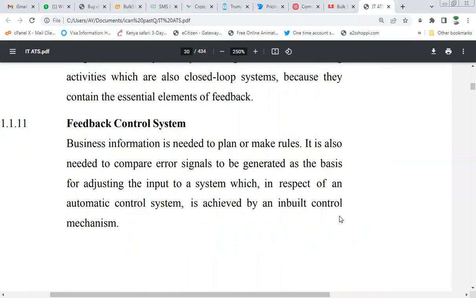Business information is needed to plan or make rules. It is also needed to compare error signals to be generated as the basis for adjusting the input to a system, which in respect of an automatic control system is achieved by an inbuilt mechanism.